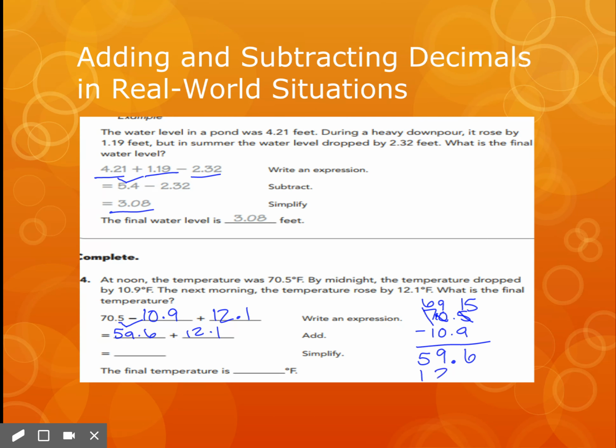And again, I would line that up vertically. So 6 plus 1 is 7. Bring my decimal straight down. 9 plus 2 is 11. I regroup my 1. And 1 plus 5 plus 1 is, of course, 7. So I would get 71.7. So the final temperature is 71.7 degrees Fahrenheit.